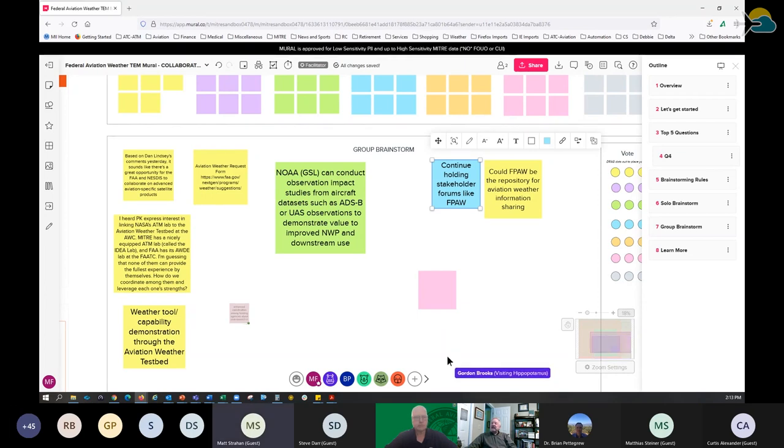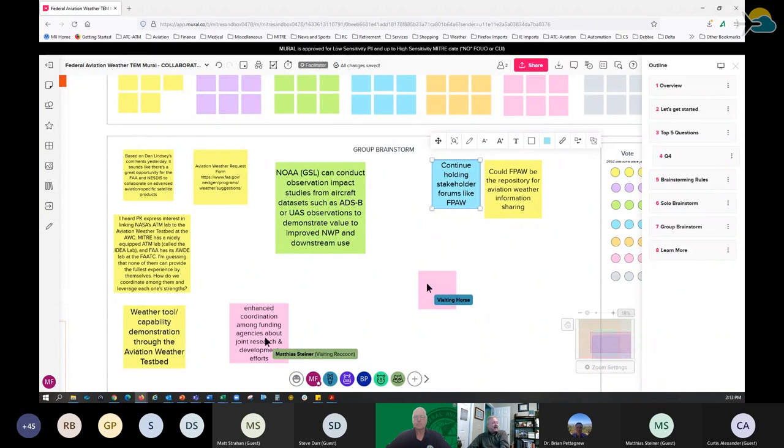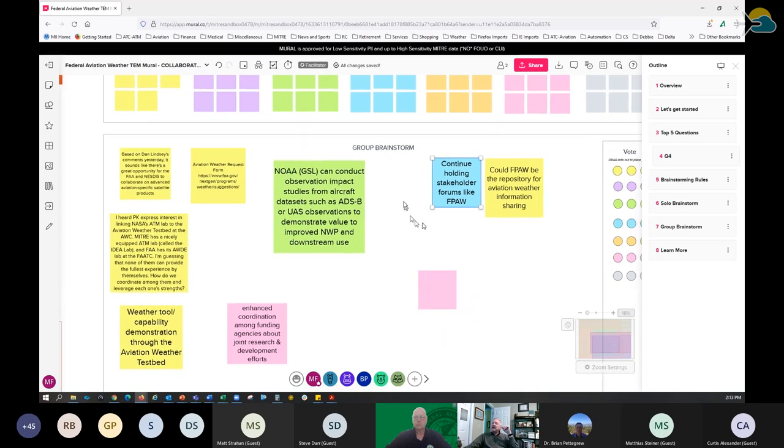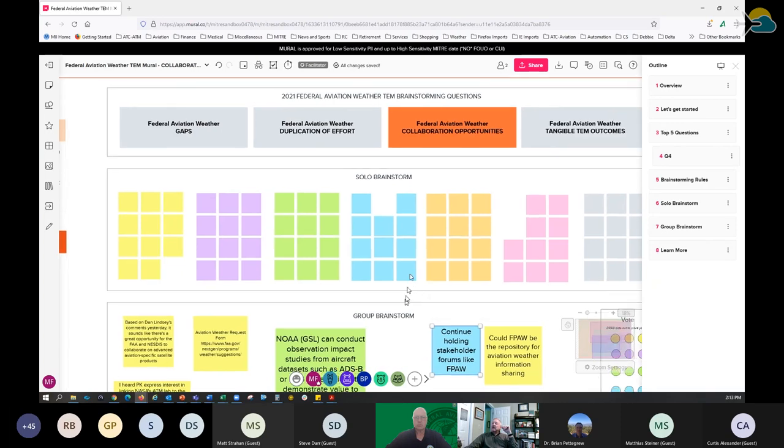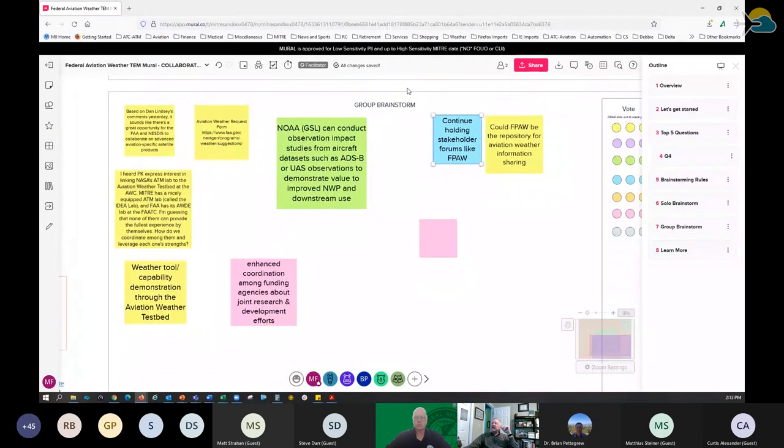Matt, this is Matt Fronzak. To add a little more context, we've had 3 days of discussions, and what we're trying to do now, to the extent that it makes sense, is recap, review, and add information to the discussions we heard over the last 3 days. In this case, on the topic of federal aviation weather collaboration opportunities. So this Mural space here is for people to put in ideas about how to enhance and do collaboration on the topic of aviation weather.